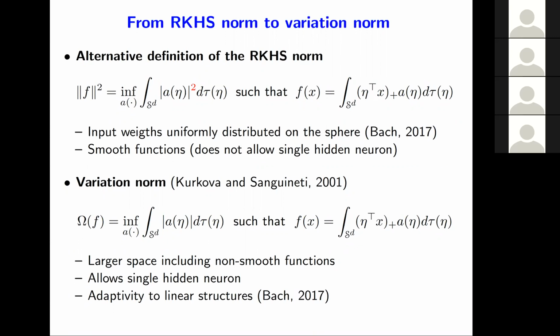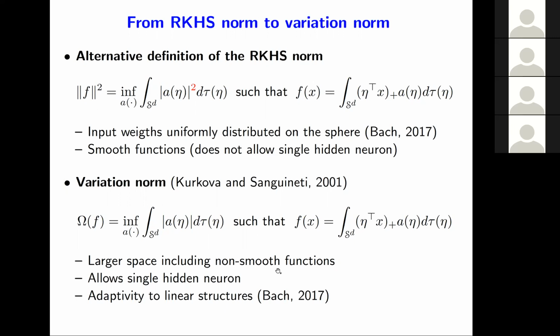Okay, so a single neuron corresponds to a measure here, the full measure A d tau, to be a Dirac. So Diracs are in L1, but are not in L2. So this means that in the second case, I can have a single neuron in the function space, whereas here I can't have a single neuron. So this space is much larger, because the L1 norm is less than the L2 norm.